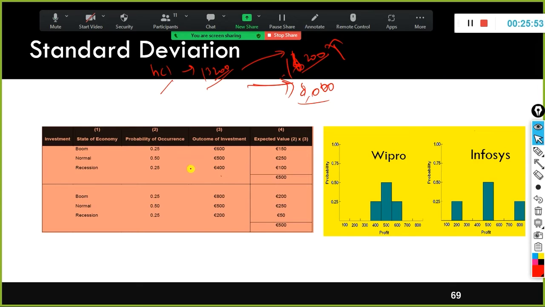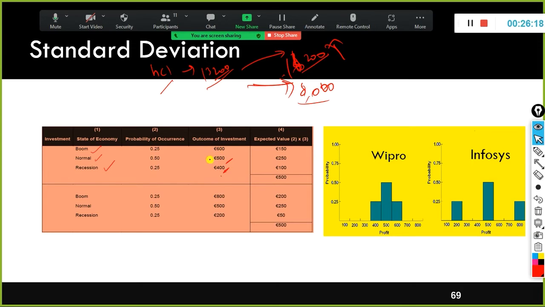So now let us take a look at this one. If you look at this chart, this is the probability of the state of economy. In the case of boom, normal, recession. In recession, like the COVID time, a lot of layoffs happen. In that kind of situation, this is my return, the outcome of the investment. If the economy is normal, everybody is going to work and there are no layoffs.